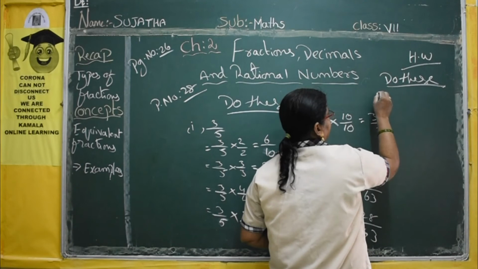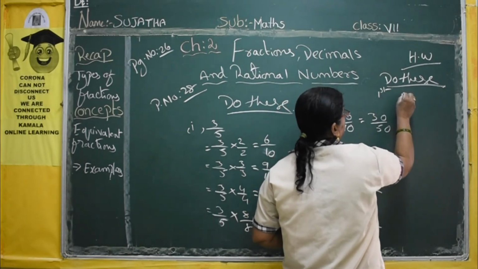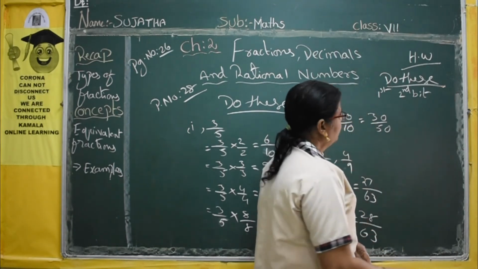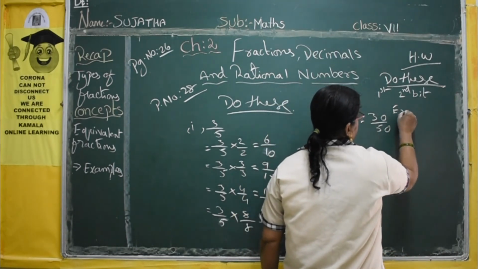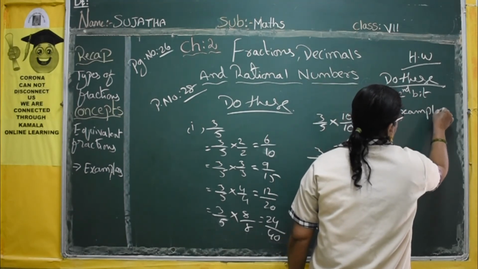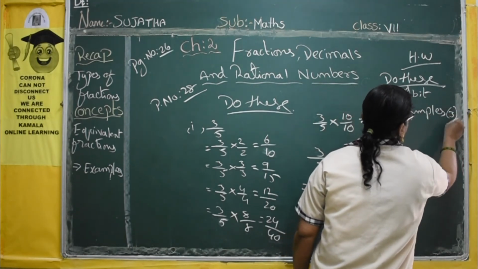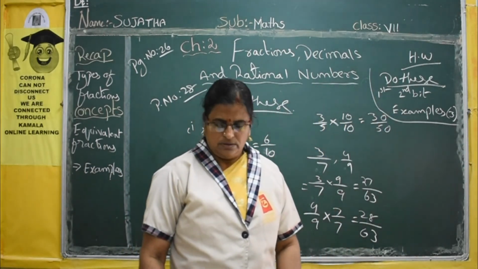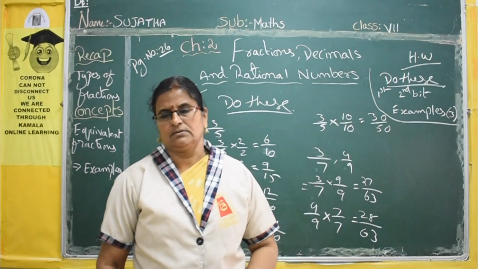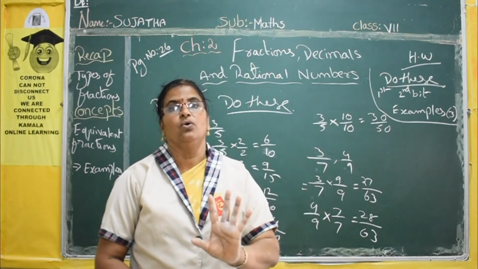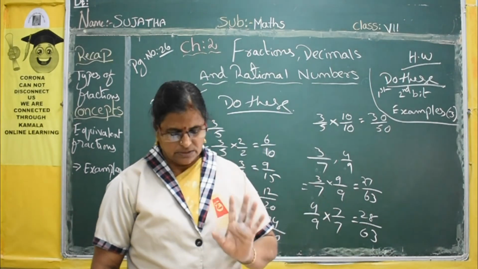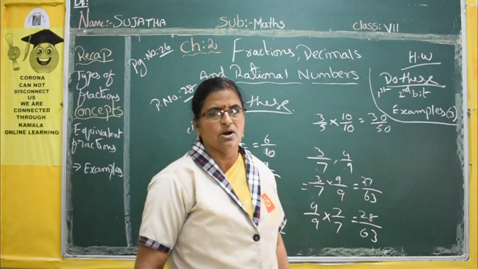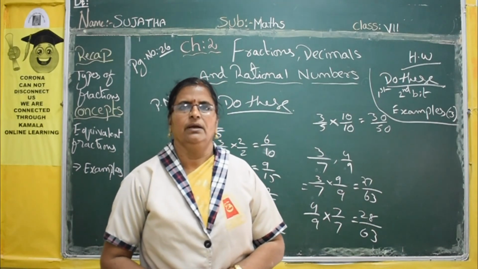First sum, first bit I explained. Now first sum, second bit, and example sums. Examples, how many are there? 3 are there. So this is your homework. Understood? So tomorrow, in the next class, I will explain the homework, how you have to do. This first one I already said. Now second and third. So these 3 sums you have to do in the homework book. Okay. Thank you, children.